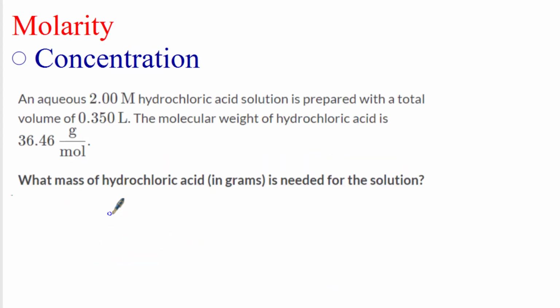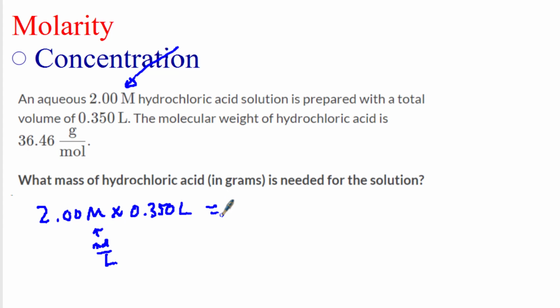Now, let's say we're given the molarity of the solution. You can see here we have 2 molar of HCl. So if I have 2.00 molar, which remember this is moles per liter, we can multiply by the number of liters, 0.350 liters. And so 2 times 0.350 is 0.700 moles, and that's hydrochloric acid, HCl. And so I have 0.700 moles of HCl, because molarity times liters equals the number of moles, because moles divided by liters equals the molarity.